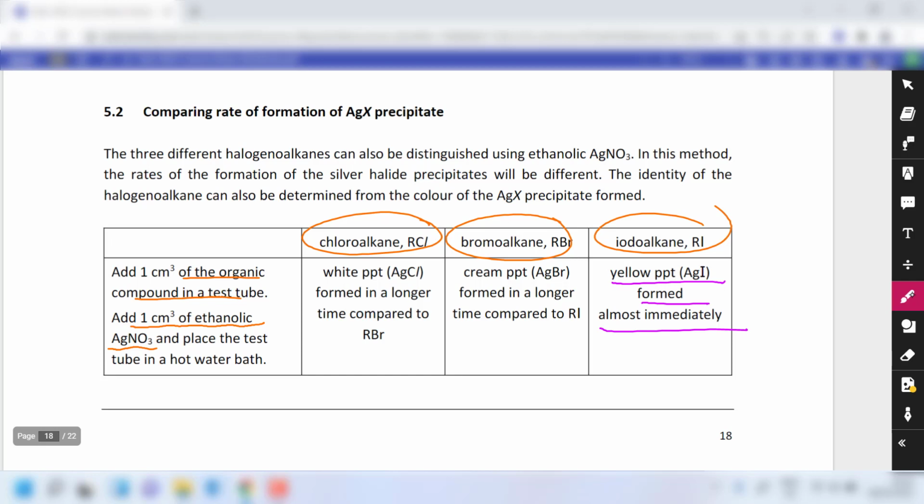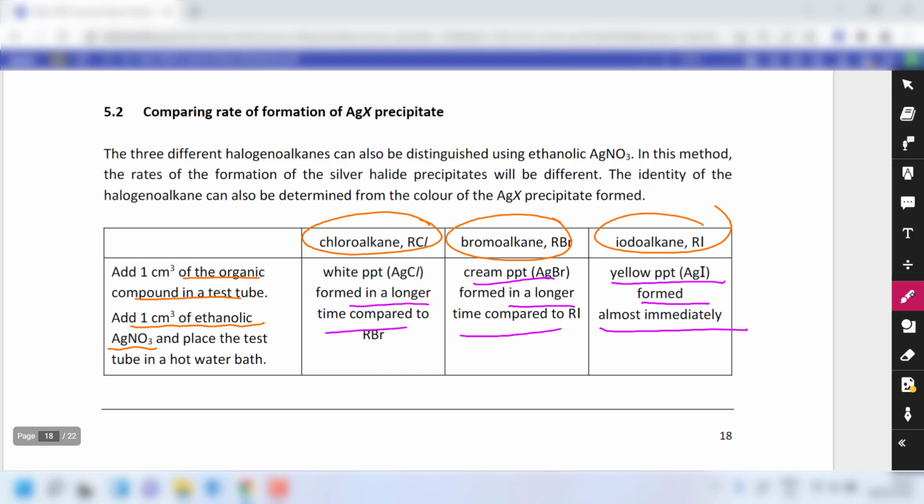Because I have a lot of free iodide in the medium, the ionic product of silver iodide will exceed its Ksp, which leads to the formation of silver iodide. Then for bromoalkane, the cream precipitate will form at a longer time. Maybe one is instantaneous, the other is maybe after 1 or 2 minutes, and then for chloroalkane, it forms probably in about 8 to 10 minutes time.